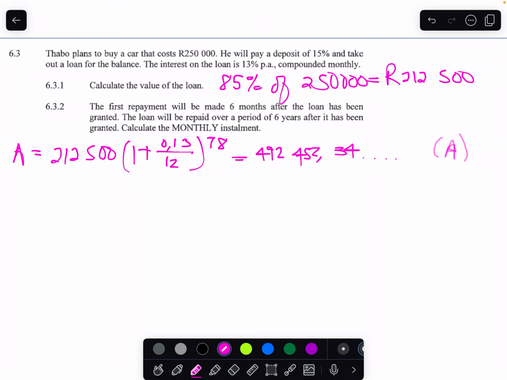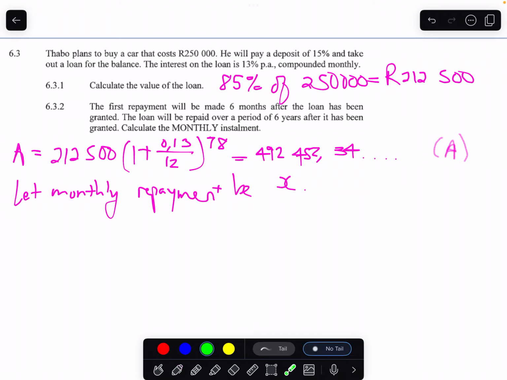Okay, but now Tavo's repayments also in a way earn interest, right? So he's not going to repay this amount straight from his pocket, right? There's going to be the money that he's taking out and the interest that money accrues. So all of that altogether needs to amount to this. So we don't know how much he's going to have to pay every month. So let's let the monthly repayment be X.